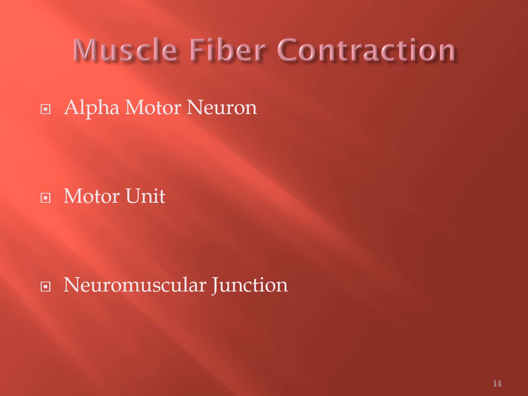The neuromuscular junction is exactly what it sounds like. It's the relationship between the alpha motor neuron and the muscle cell itself. These are going to form a junction. Do keep in mind that they don't physically make any type of contact with each other, but this is a place where we can relay the signal from the neuron to the muscle cell.